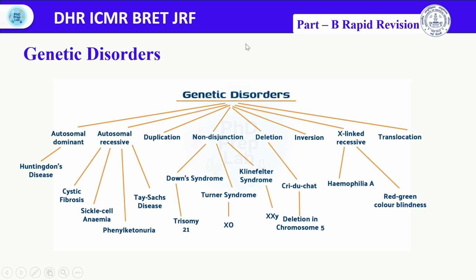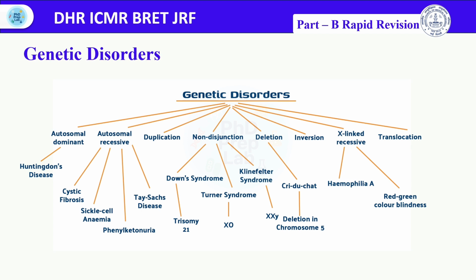So here is the genetic disorders chart. It is very important. You will definitely get 1 or 2 questions from this. Remember the examples. It is very, very important. For autosomal dominant, you have Huntington's disease. And for autosomal recessive, you have 4 examples that you need to remember: cystic fibrosis, sickle cell anemia, phenylketonuria, and Tay-Sachs disease.